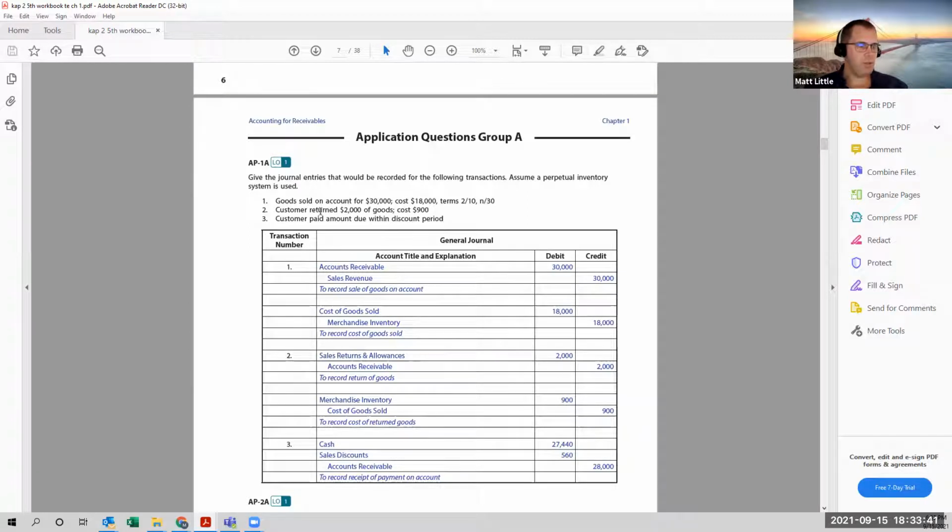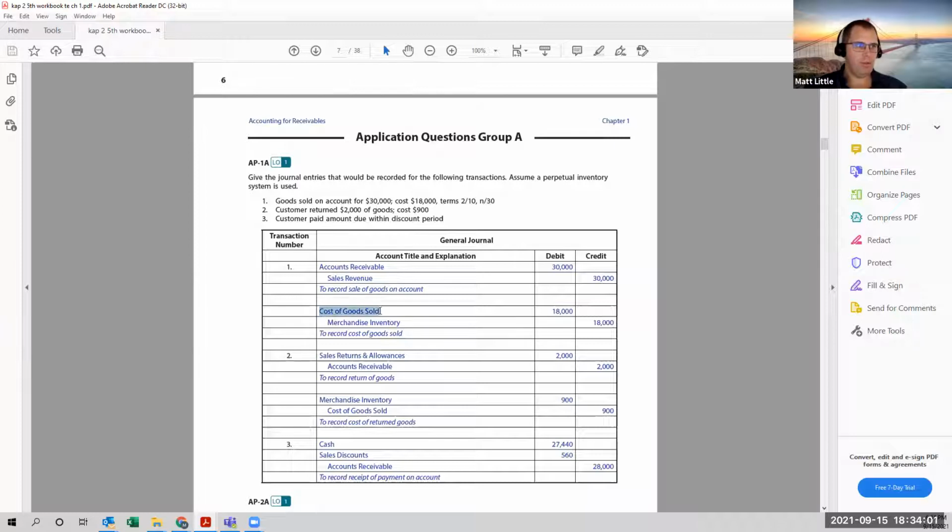So in this situation, we've sold the goods on account. In that case, we need to credit our sales revenue to increase revenue for the $30,000 in sale amount. And we've set up an accounts receivable from that customer for $30,000. But don't forget, when you sell goods as an organization, you always have 2 sets of entries for a sale.